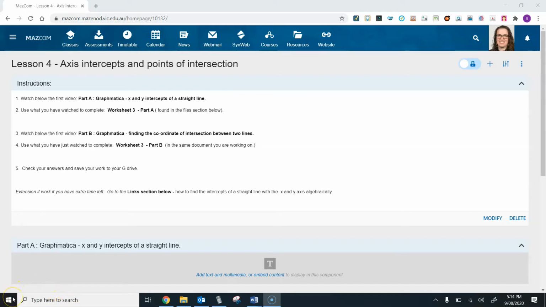Okay, so this video goes over how to find the x and y intercepts. So it's part A for a straight line. So what are we talking about here?